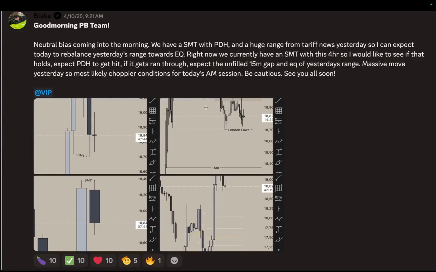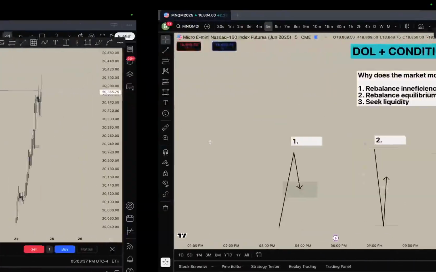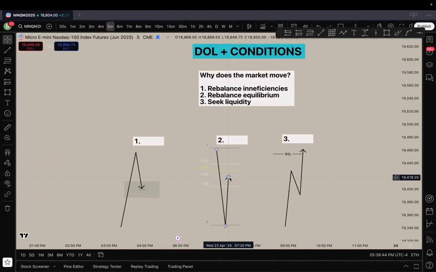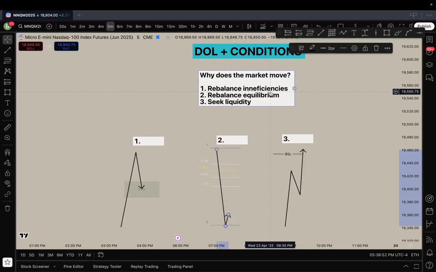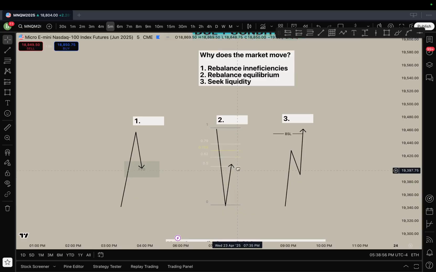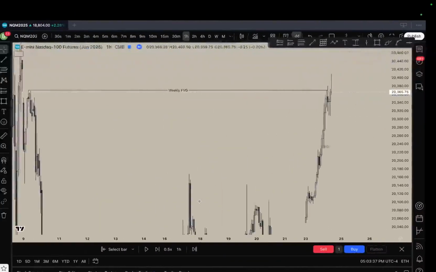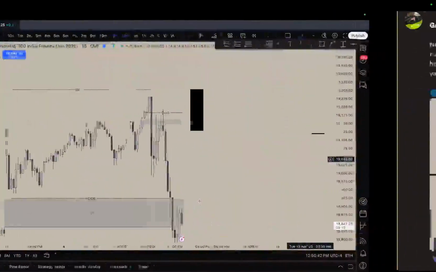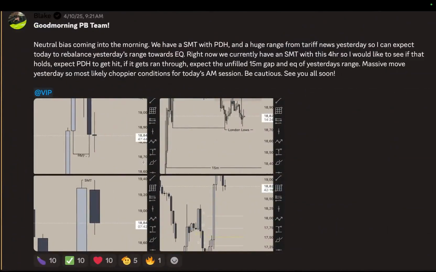Now, next up, what do we also have? We had a huge range, right? So why does the market like to move? Well, the market likes to move to rebalance equilibrium, right? When we have a huge range where we have a big impulse candle lower, a big impulse candle higher, the market likes to trade back towards equilibrium, right? If we're going to be bullish or bearish, doesn't matter. So in this example here, we had this huge range from that tariff news that day.